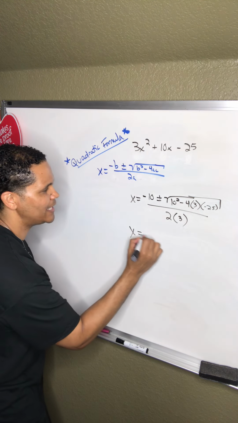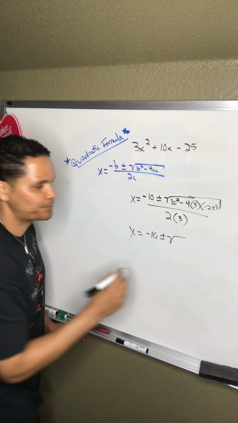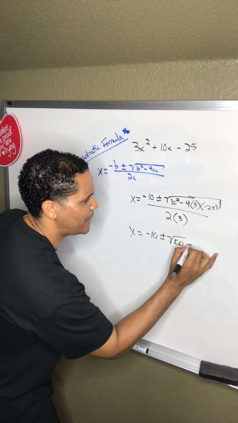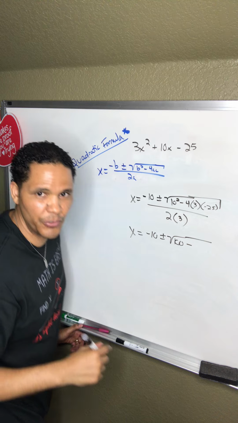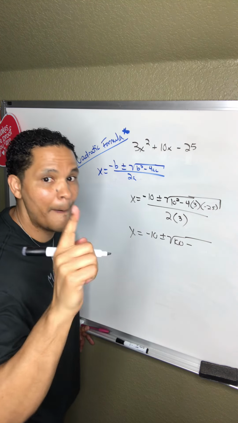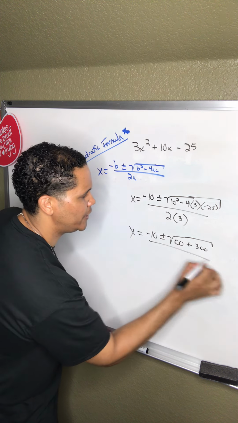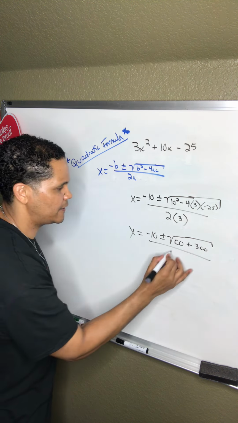So we have x equals negative 10 plus or minus. What is 10 squared? 100 minus. What is negative 4 times 3? Negative 12. What is negative 12 times negative 25? Positive 300. A negative and a negative gives us a positive 300 over 2 times 3, which is 6.